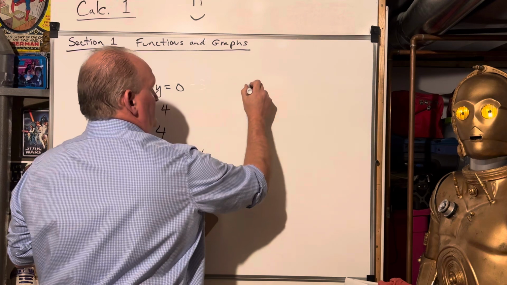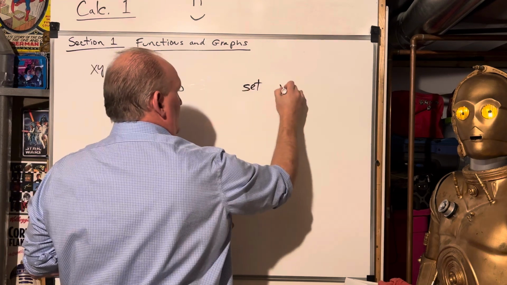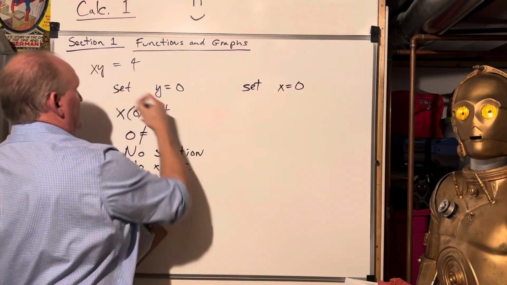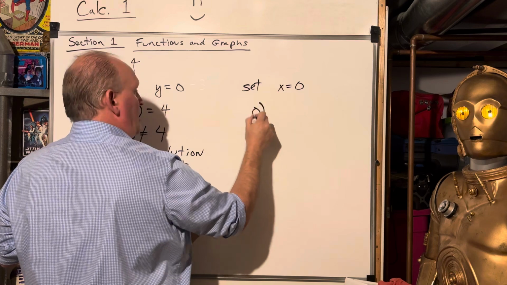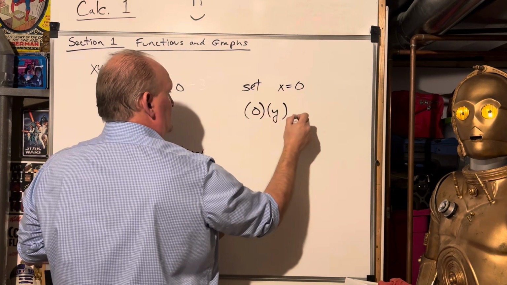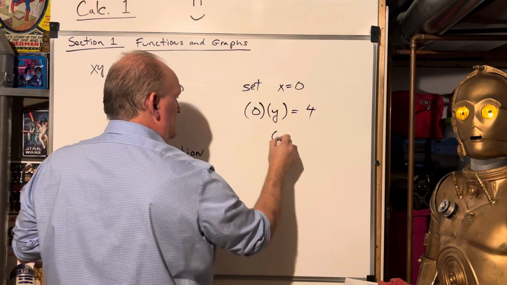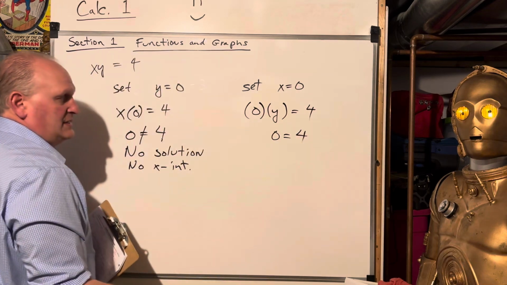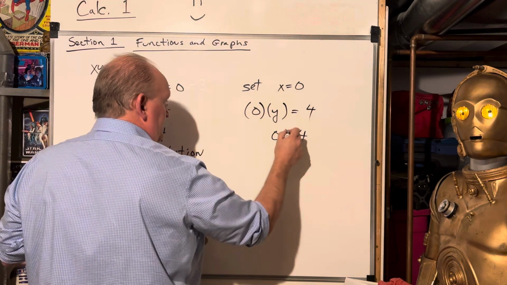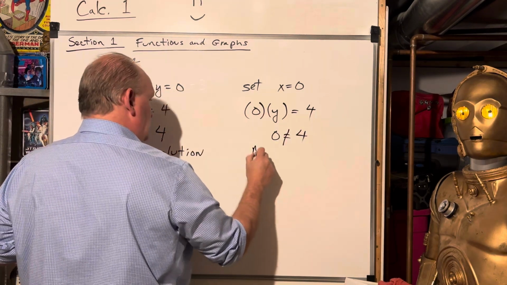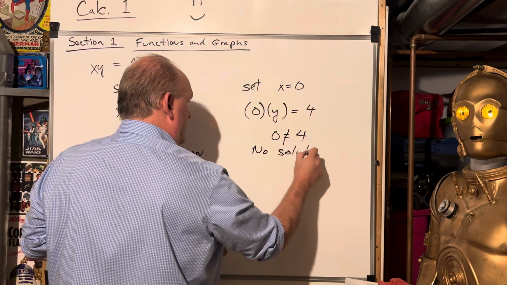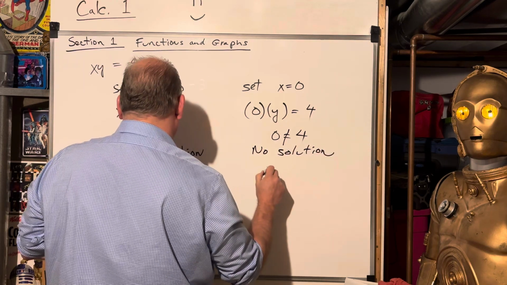All right, and we set x equal to 0 to find the y-intercept, and the exact same thing is going to happen. We get 0 times anything is 0, so we end up with 0 times y is equal to 4, and that's not true, so no solution and no y-intercept.